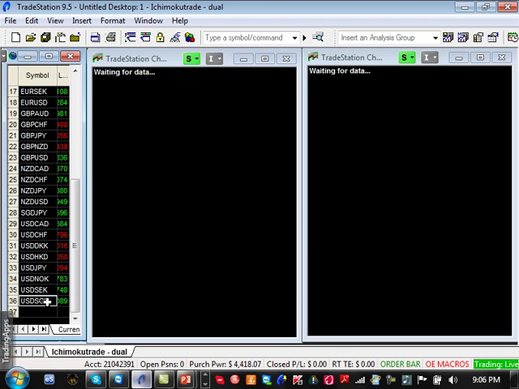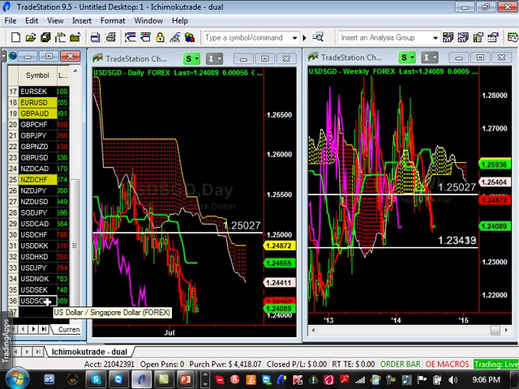And lastly, US Singapore. Really nothing going on there at all. Support on this was 23.43. Resistance is 25.02. That's it for this week.